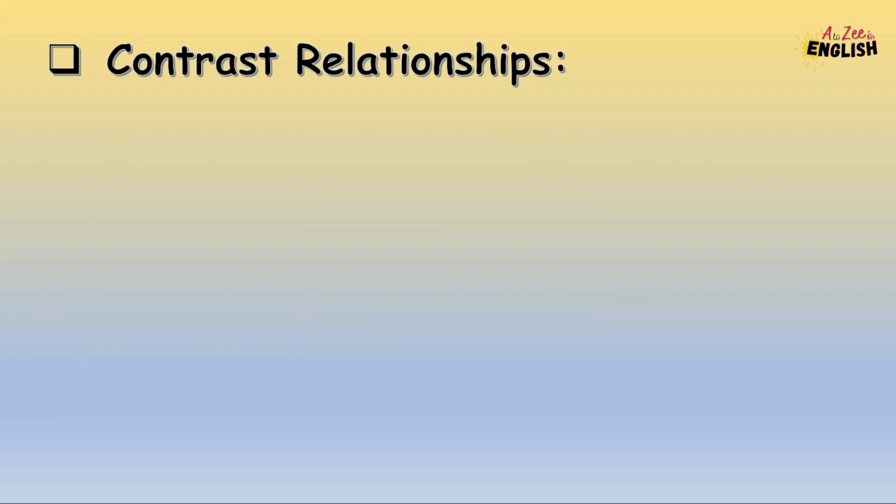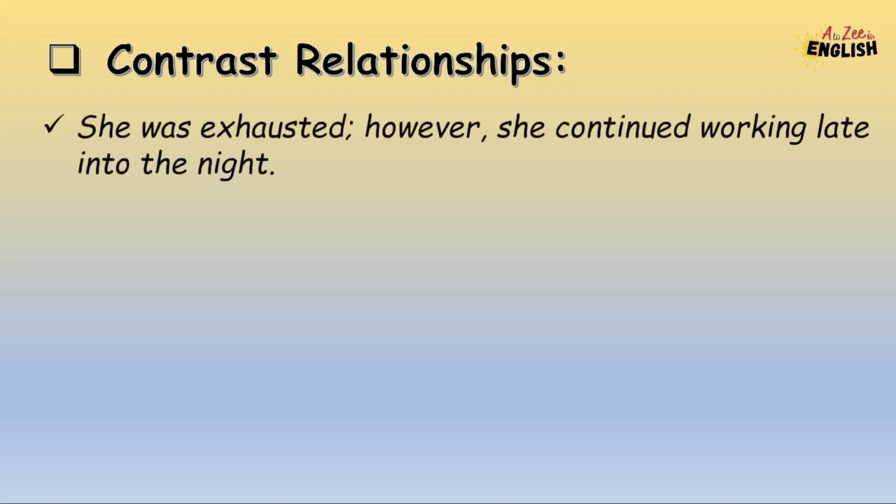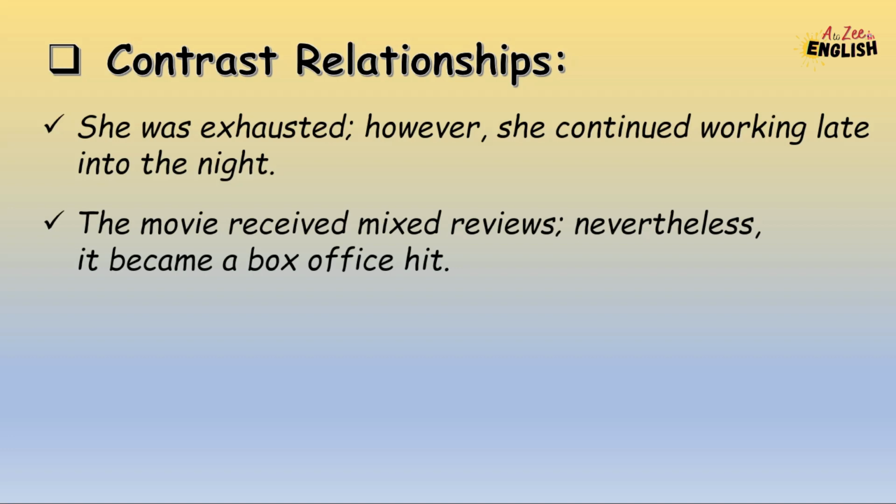Examples of contrast relationships. She was exhausted, however, she continued working late into the night. Here in this example, however sets up a sharp contrast, indicating that despite her exhaustion, she pushed through and continued working. The movie received mixed reviews, nevertheless, it became a box office hit. Here in this example, nevertheless introduces a contradiction to the mixed reviews, emphasizing the unexpected success of the movie at the box office.